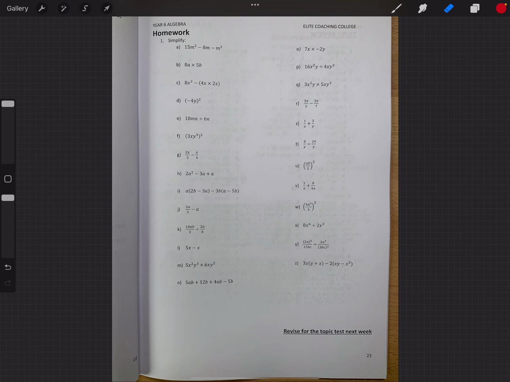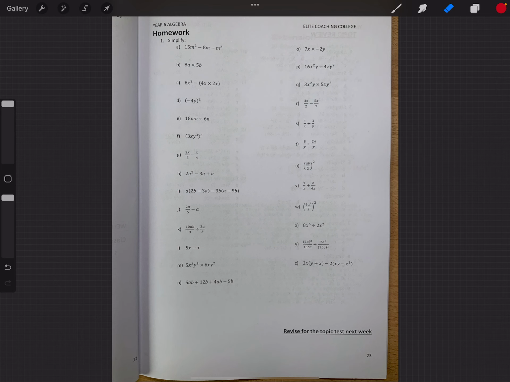Alright, the next one, you can think of it as AB over 2 multiplied by itself. So AB over 2. Because we're squaring, I need to multiply by itself. So you're going to get A squared, B squared over 4.